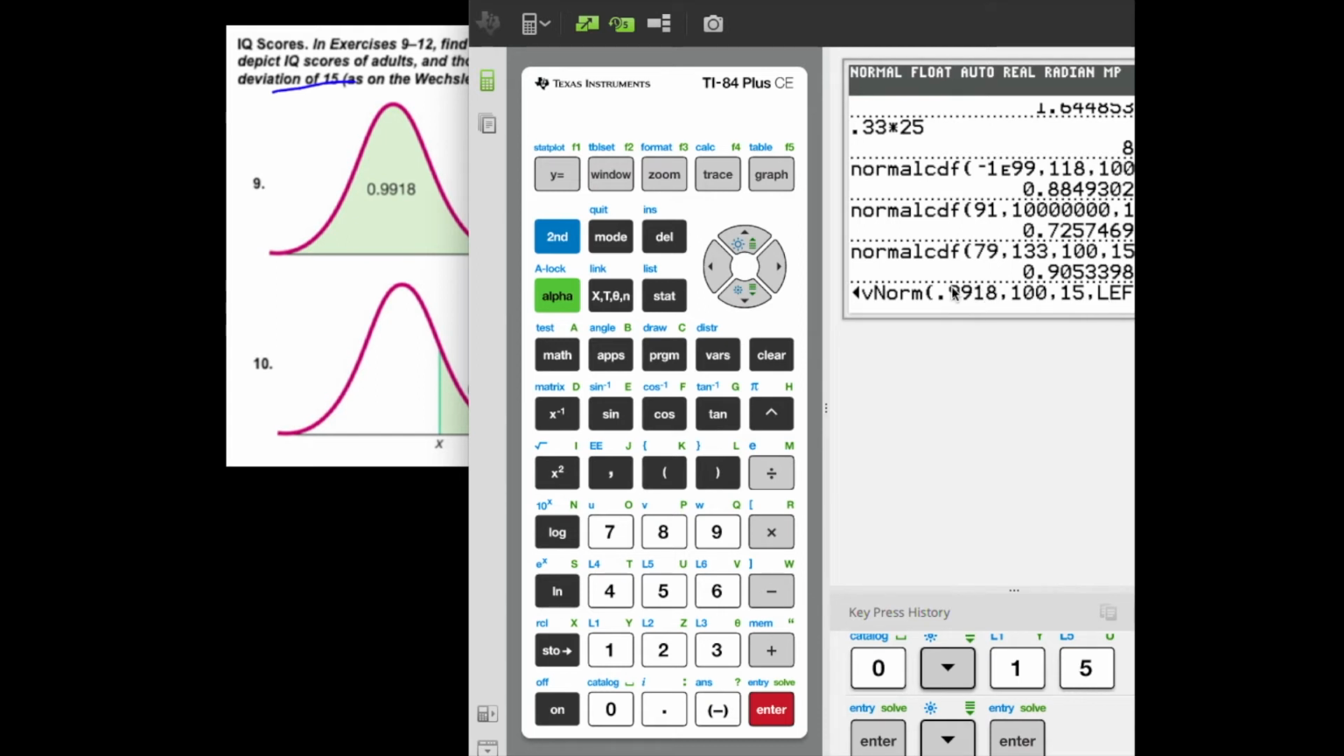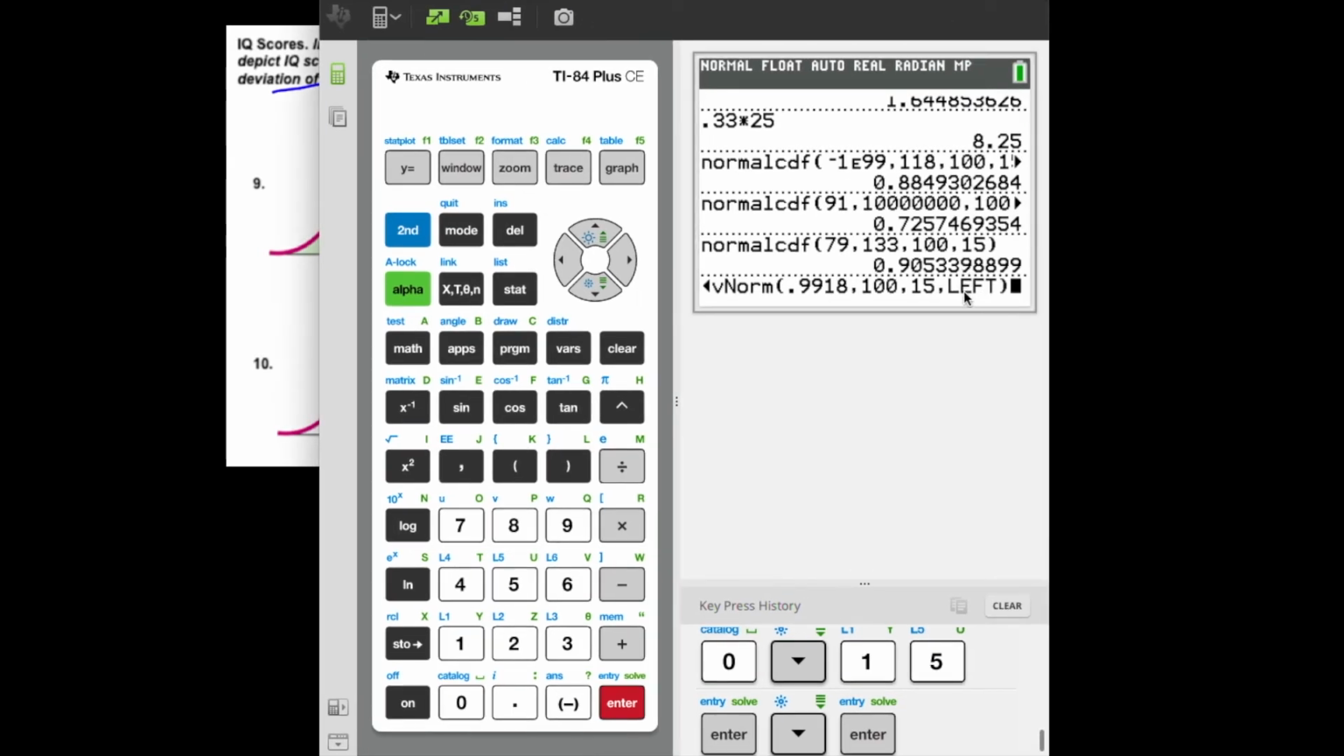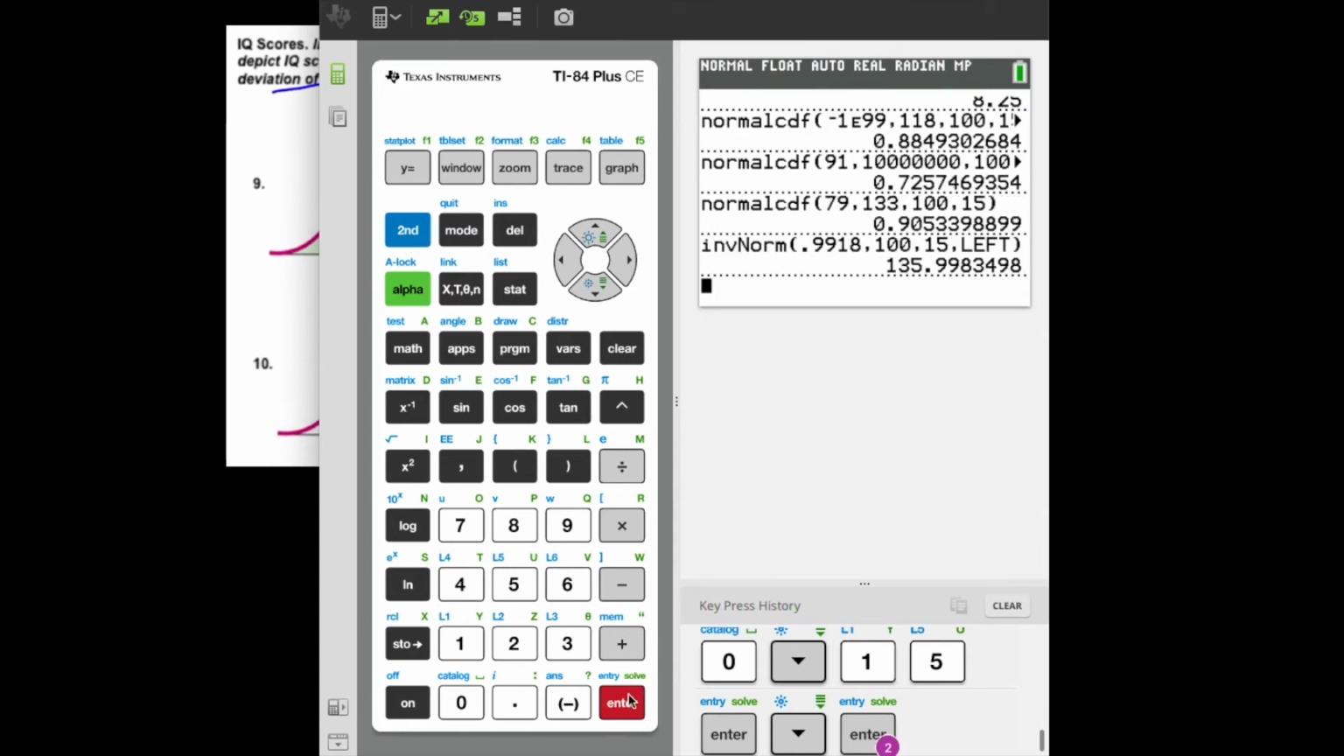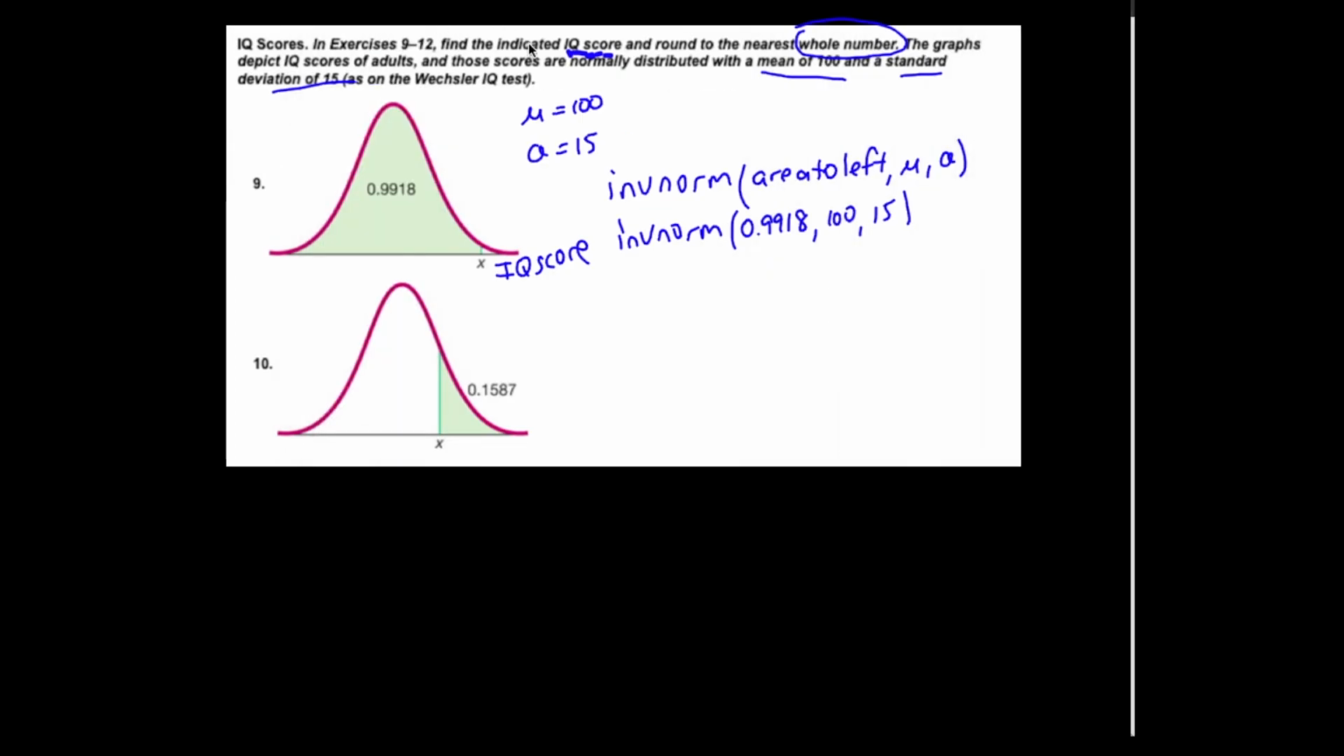Inverse norm, 0.9918, 100, 15. Here mine says left. Those of you that don't have this calculator, it doesn't say that part, but it automatically assumes that. Enter. 135.99. We're rounding to the nearest whole number, 136. So the IQ score, 136. The IQ score that has approximately 99.18% of other IQ scores below it is 136. I would say that that's a very high IQ score based on the fact that 99.18% of adults are lower than that.